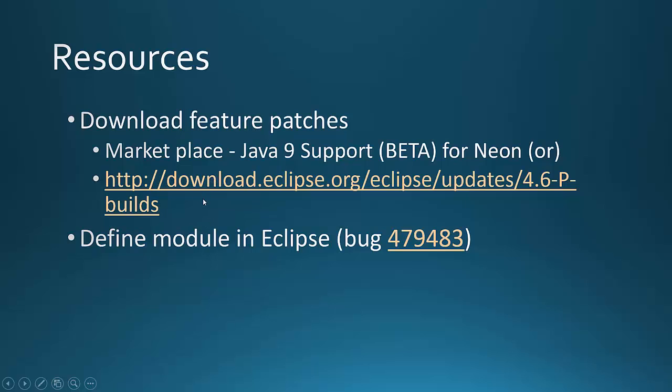And the third one is, of course, you can go to the Java 9 branch and download the latest code. If you want to take part in the discussions about module versus project concepts, and be a part in the decision making, please go to bug 479883 and you can put in your comments there.